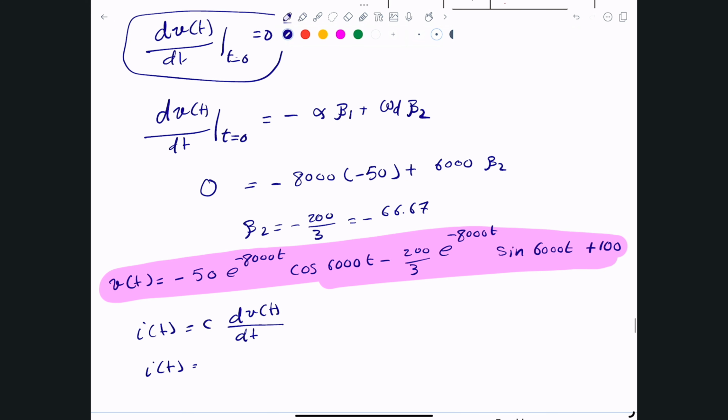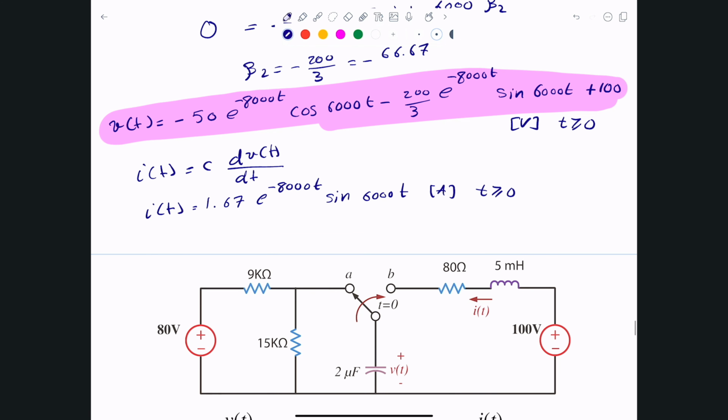What you will end up with is I of t is simply, here's the solution that you should be getting, 1.67 e to the negative 8,000 t sine of 6,000 t, and that's in amps for t greater than or equal to 0. By the way, V is in volts. And let's do a quick sanity check in here. Initially, if I told you t equals 0, everything is 0. And that's exactly what we have right before switching. It was 0. What if we wait for a long time? Also 0, which is good.